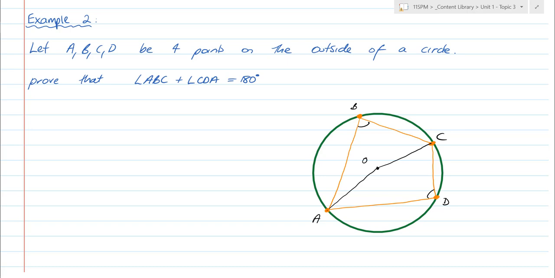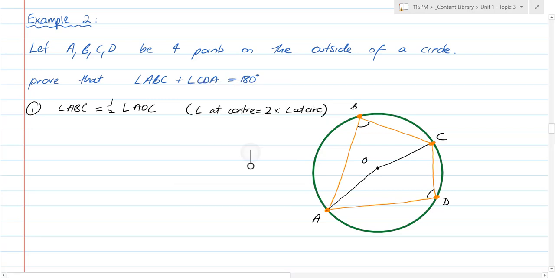B is half of AOC. So we can say, first of all, that angle ABC equals half of angle AOC. And here we go again. And what can we say secondly? ABC is half of AOC again.